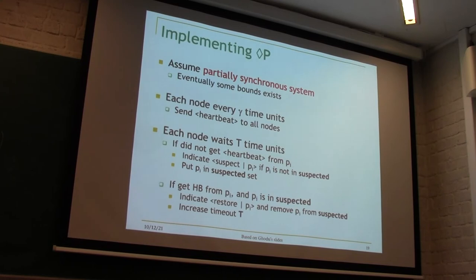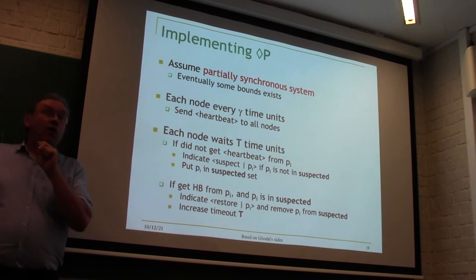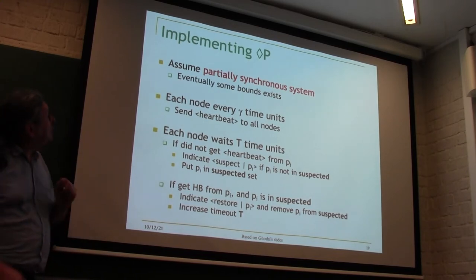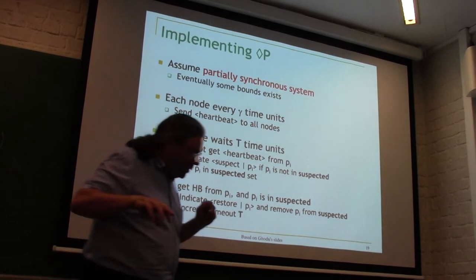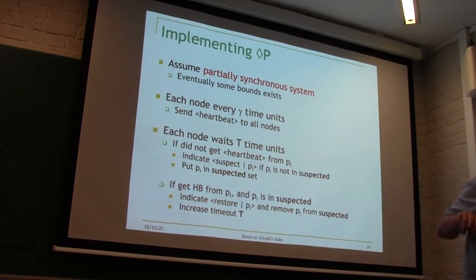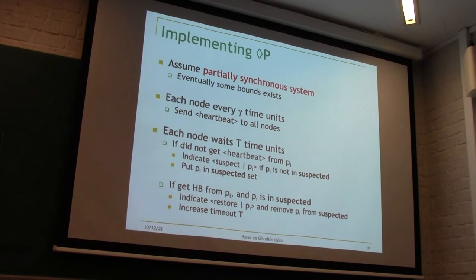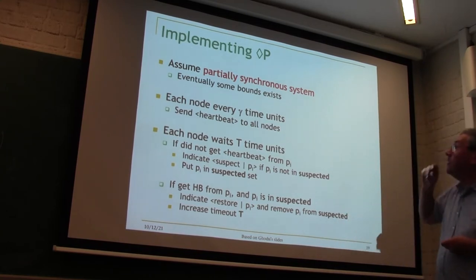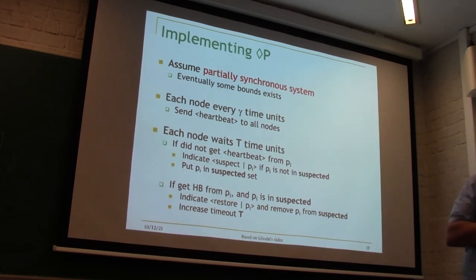So how do we implement this one? Now this is interesting because we're going to make the connection with the definition of partially synchronous, which was kind of vague, kind of tricky. Eventually there are bounds, but you don't know when, and you don't know what they are. But you know that after some finite time, some bounds will exist, even though you don't know what they are, and you don't know what the finite time is. So that's partially synchronous. So how do we make a detector for that?